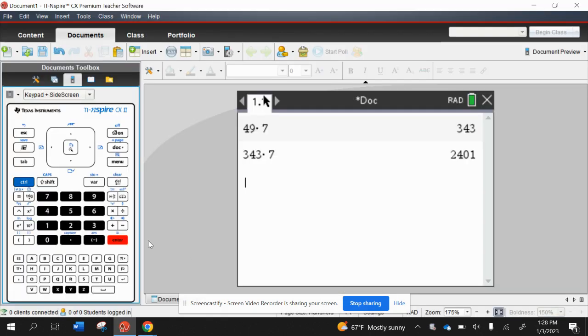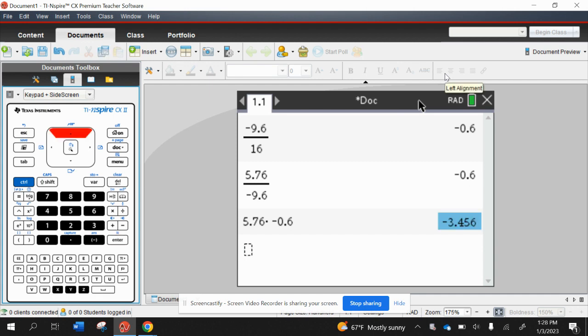Okay, so let's go ahead and use our calculator. Let's find the common ratio first. So negative 9.6 divided by 16, control enter, and then 5.76 divided by negative 9.6, control enter. So our common ratio is negative 0.6. So we need to multiply 5.76 times negative 0.6, which is negative 3.456.